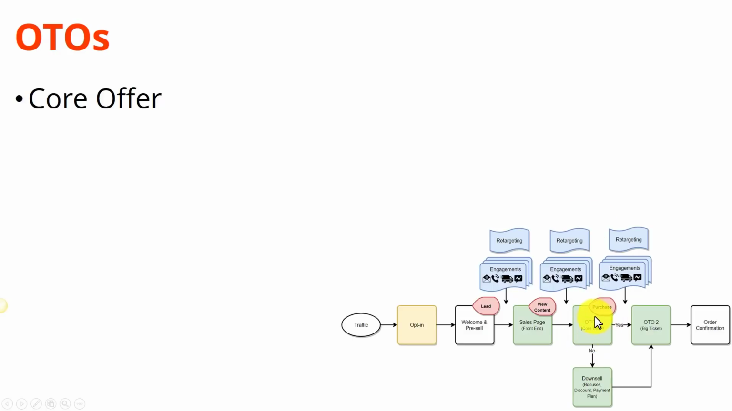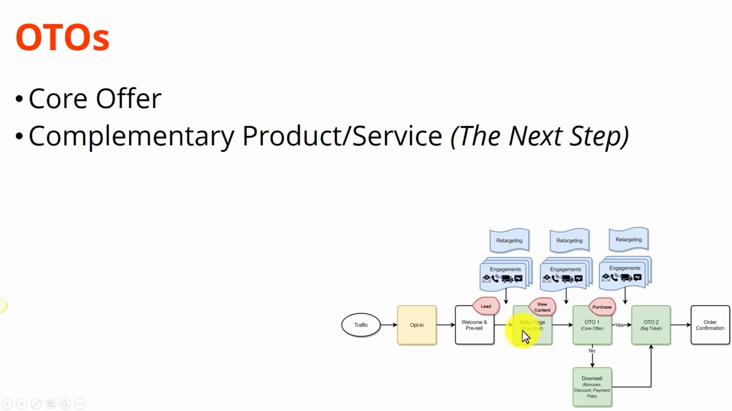So you could have your core offer here, but if you did have your core offer here, so you're selling to warm traffic, or the product you wanted to sell is nice and cheap and people really want it, well then OTO number 1 here could just be a complementary product or service. Basically, it'll be the next step after they purchase what they purchased on your sales page here. So that should make some sense, right? You sell something that goes along with what they just bought.